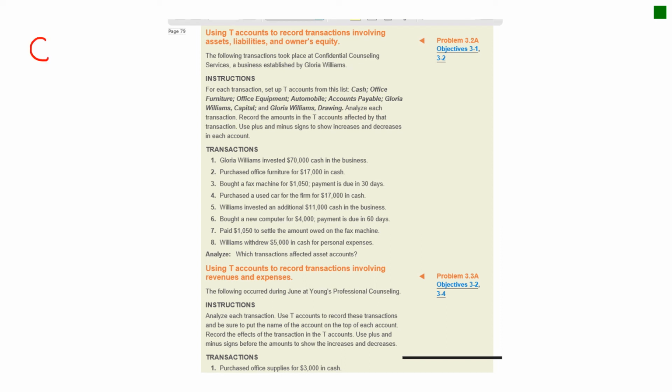So I'm just going to set up one account here for cash. I'm going to set this up out to the side because most of the transactions are going to involve cash. Okay, so starting with number 1. Gloria Williams invested $70,000 cash in the business. Cash is an asset. Cash is increasing. You always increase cash on the debit side, so you're going to debit cash for $70,000.